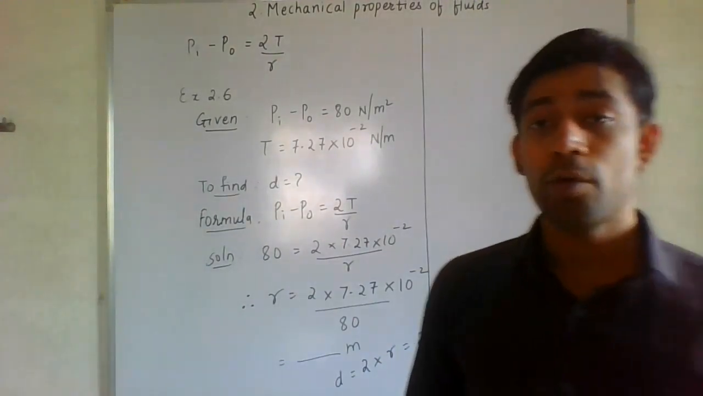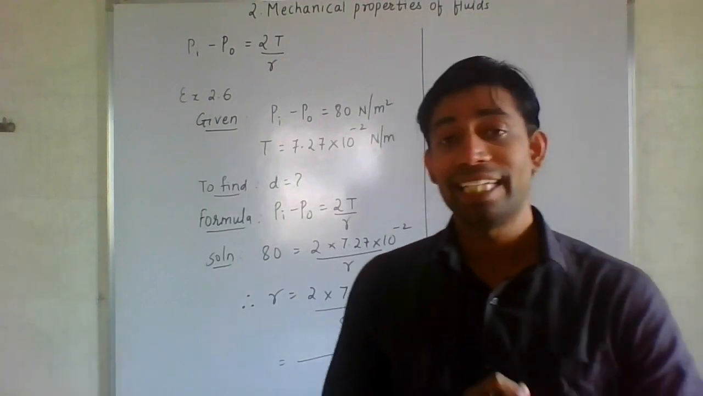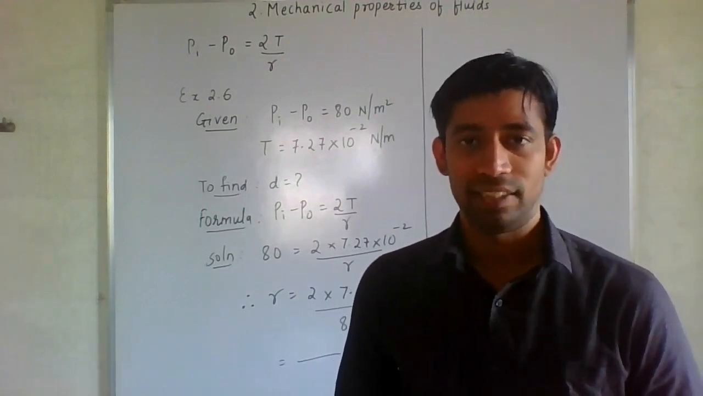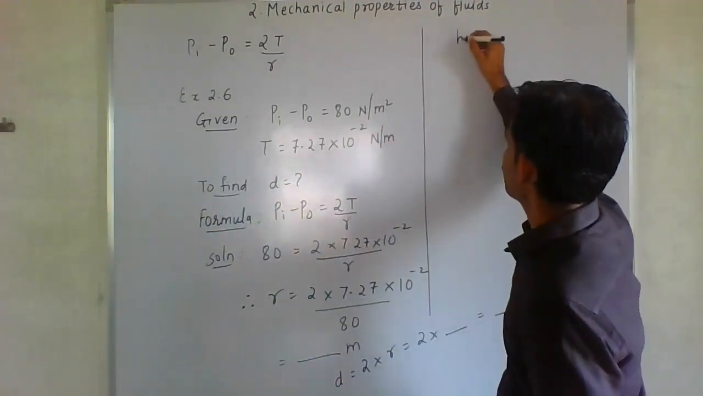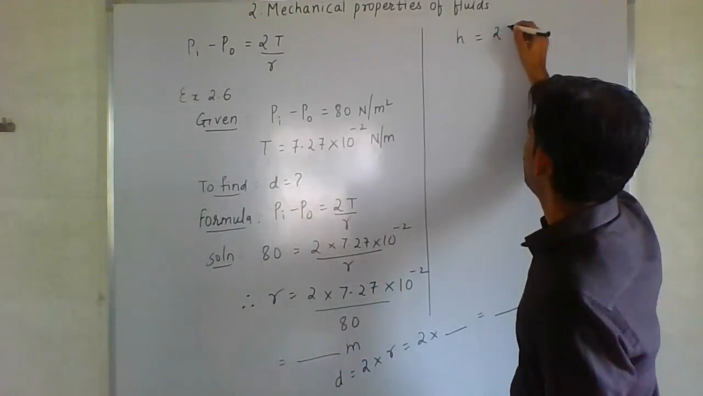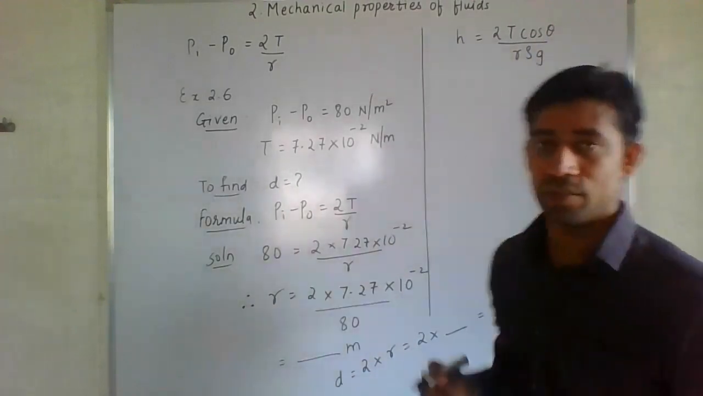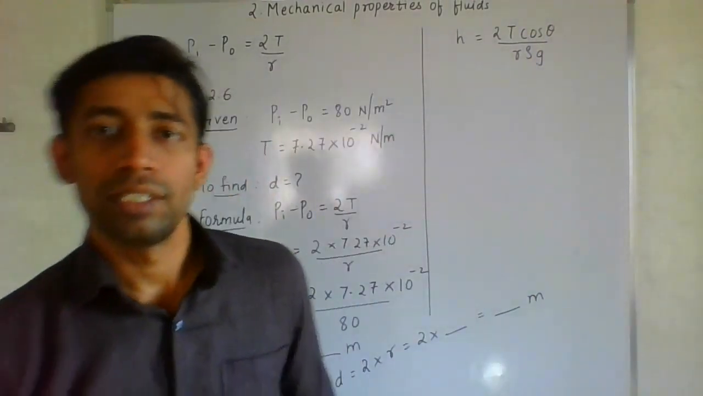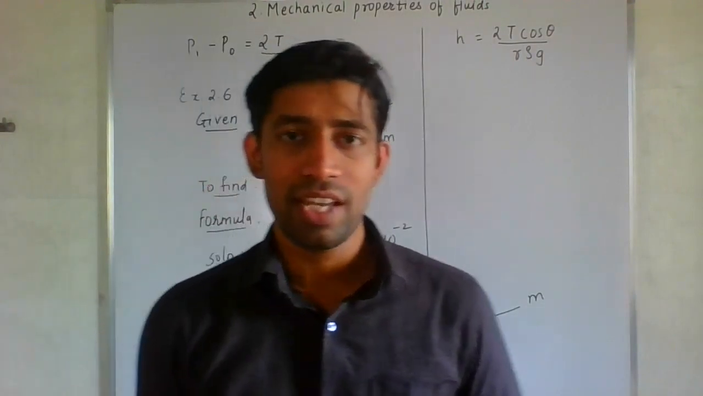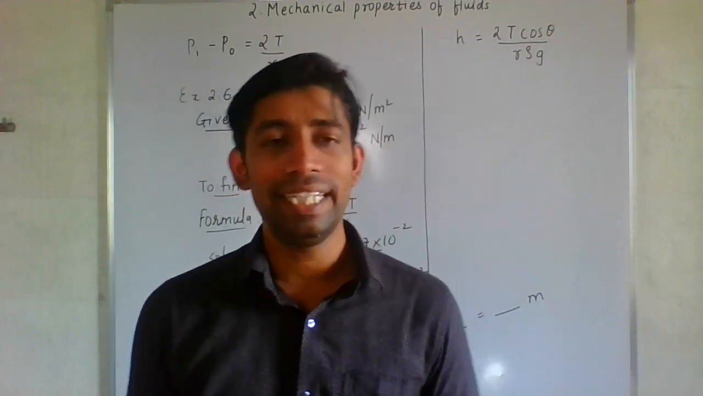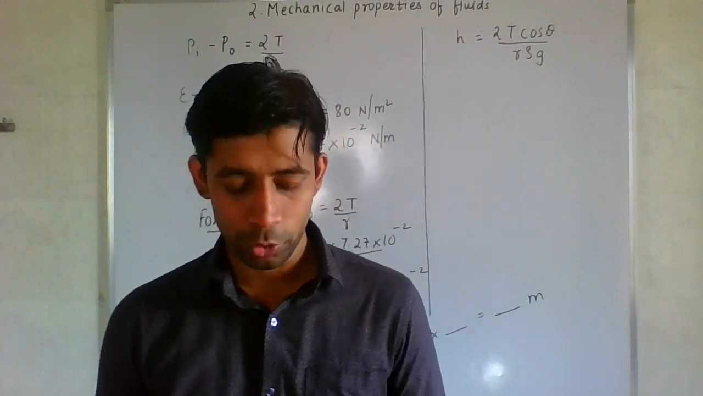Numerical, which is there from your unsolved exercise, and it is related to capillary rise. So what formula had we studied about capillary rise? It was H is equal to 2T cos theta upon R rho G. Correct? This formula we had studied. And the terms, you know what all these terms are? So T is the surface tension, H is the rise or fall in height, R is the radius, rho is the density, G is the acceleration due to gravity.